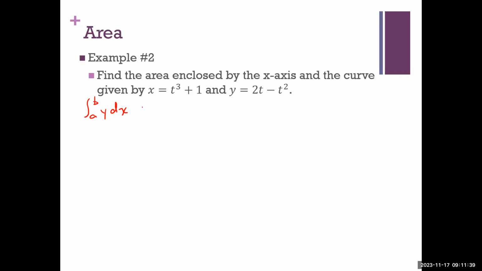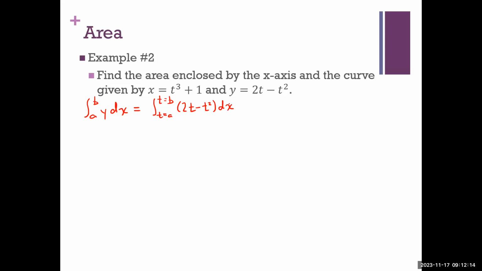Can you use just the y equals? Yeah, absolutely. So that's part of this. I'll say t equals a to t equals b. These are going to be t values when we find them, these bounds. But yeah, my goal here is to represent this not in terms of x, but in terms of t. So 2t minus t squared dx. That's a good first step. We still have to handle the bounds, and we have to handle the dx part.